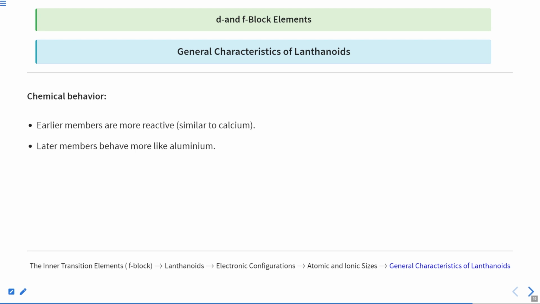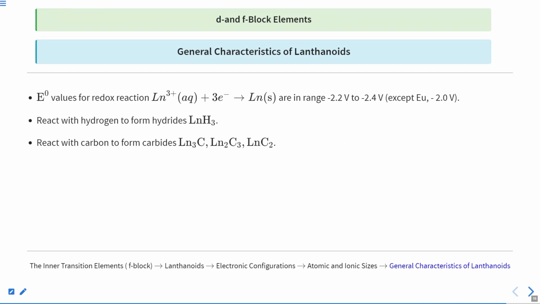Now if we talk about chemical behavior, the earlier members are more reactive. The lanthanides which have a smaller atomic number are more reactive than the ones which have a greater atomic number. The initial members will act like calcium, while the later members, which have a greater atomic number, behave like aluminium. Talking about the reduction value, for lanthanum 3 plus to lanthanum, the reduction potential lies between minus 2.2 to minus 2.4 volts, except europium, which has minus 2.0.